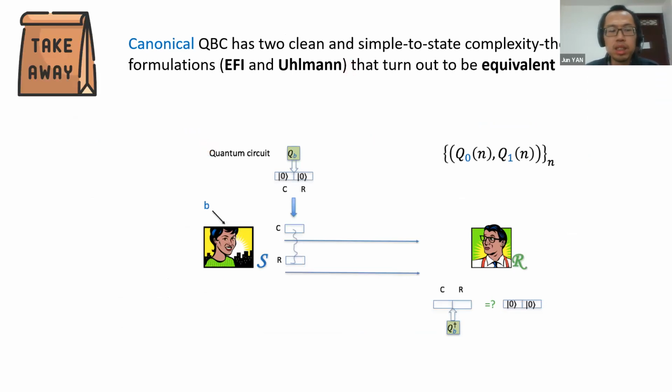Okay, this is the takeaway message I would like to send to you. Canonical QBC has two clean and simple-to-state complexity theoretic formulations that turn out to be equivalent.